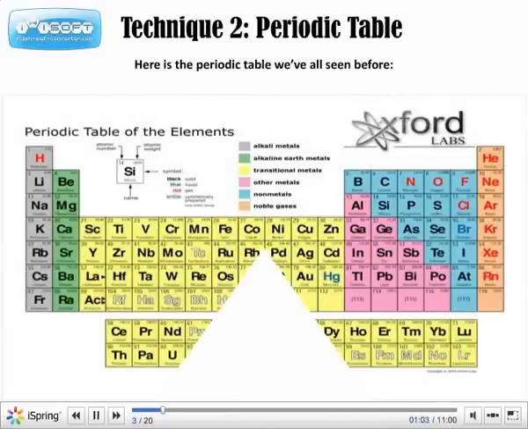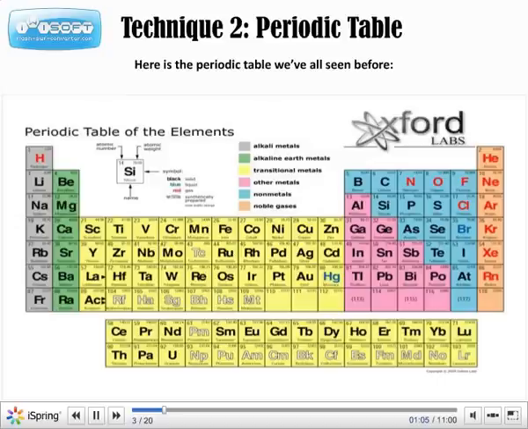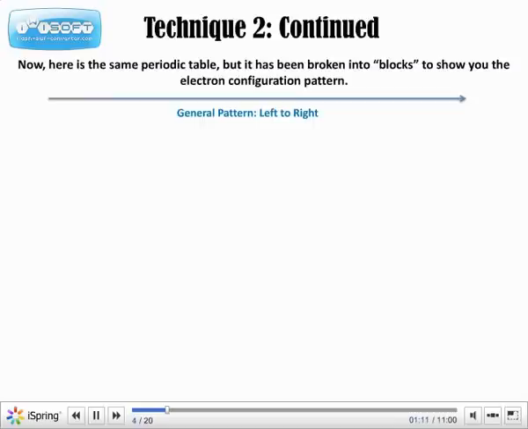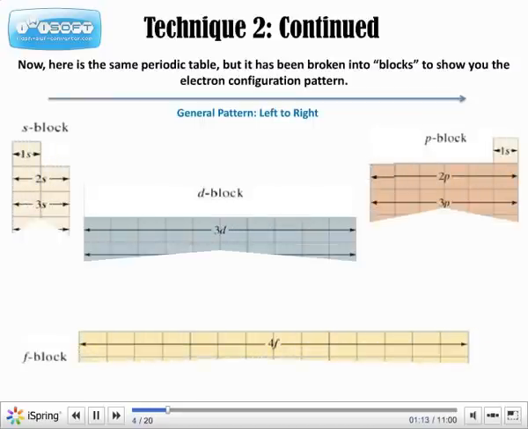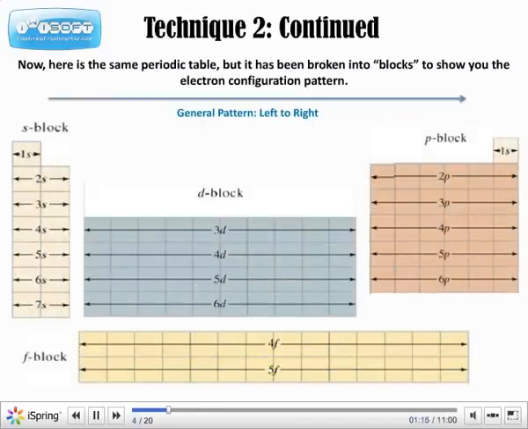Here is a periodic table that we've all seen before. Looks familiar, right? Now here is the same periodic table, but it has been broken into blocks to show you the electron configuration pattern.